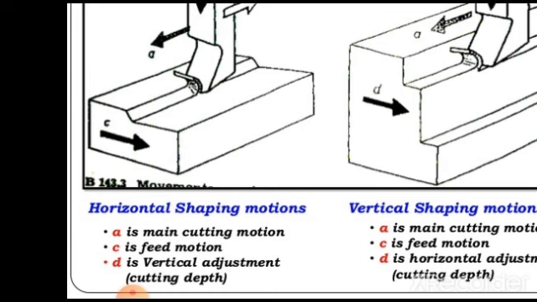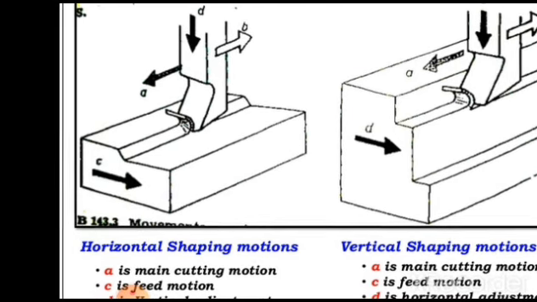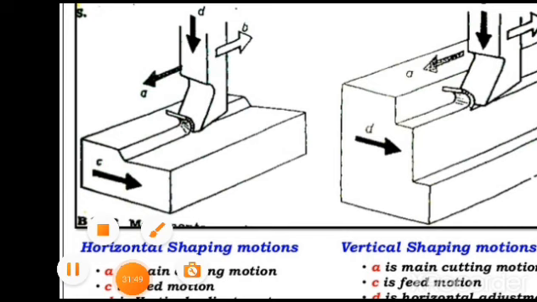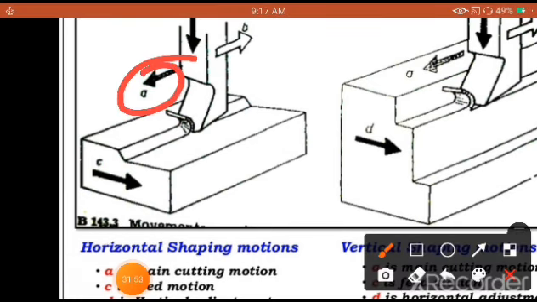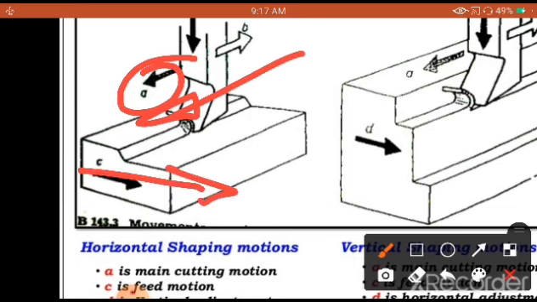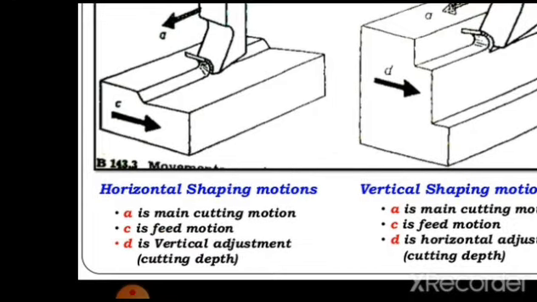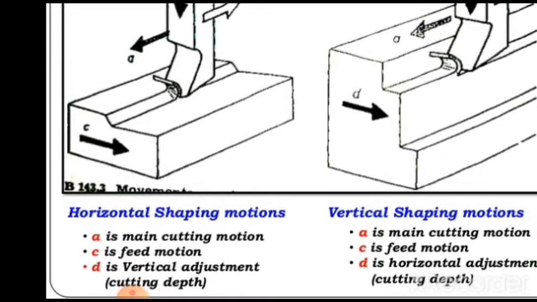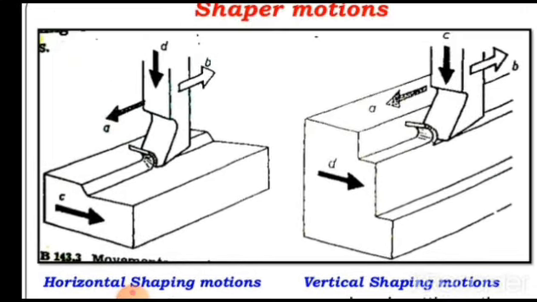Now A is the main cutting motion. So what is A here? As you are going to see clearly, A, that means this is the cutting stroke which is given there, is the main cutting motion. C is the feed. Feed is given in this direction. Try to understand. And your D is the vertical adjustment, that is cutting depth.